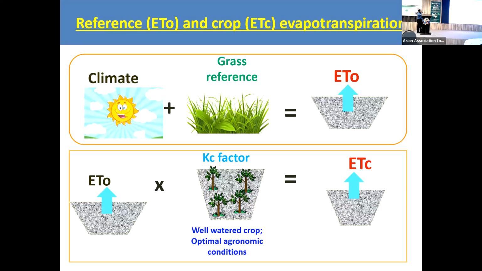As we all know, the climate reflects on the water requirement: the humidity, relative humidity minimum and maximum, wind velocity, sunshine hours, and temperatures. It is calculated on the basis of a reference crop, and we call it reference evapotranspiration. Once we know the reference evapotranspiration and the coefficient value of the particular crop growing in a particular area, accordingly we can calculate the crop evapotranspiration or crop water requirement.